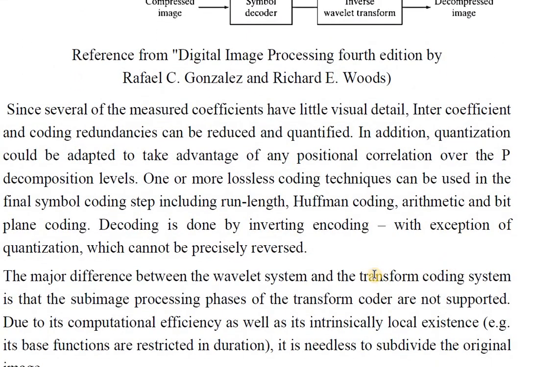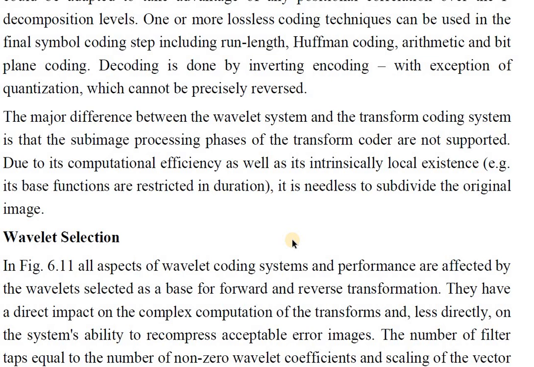Okay, now the coefficients that have little visual detail, or inter-coefficient and coding redundancies, can be reduced and quantized. Now, if the same thing happens in transform coding, then why do we have the wavelet transform? Why do we have wavelet coding?